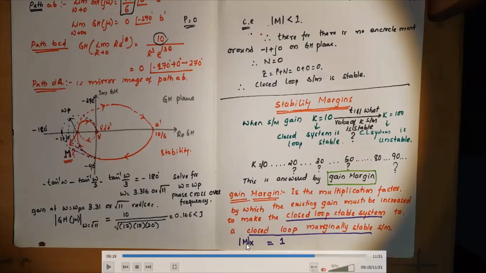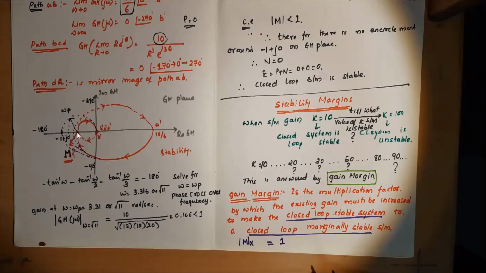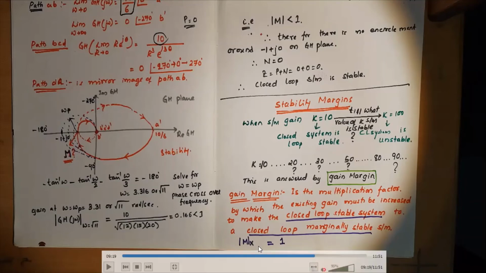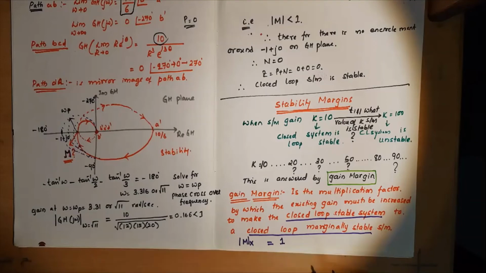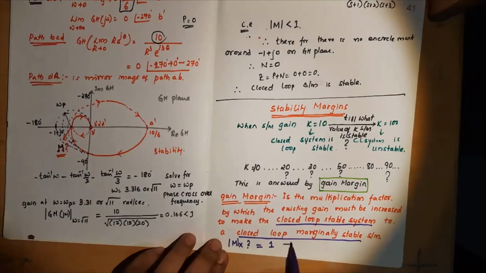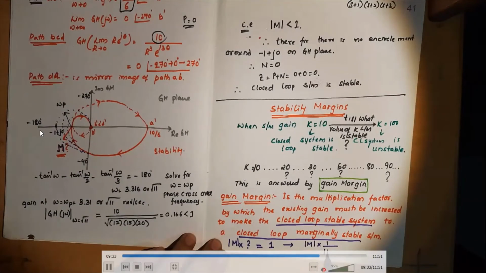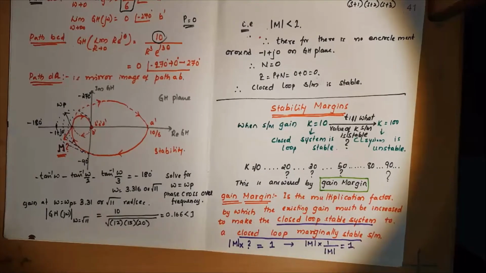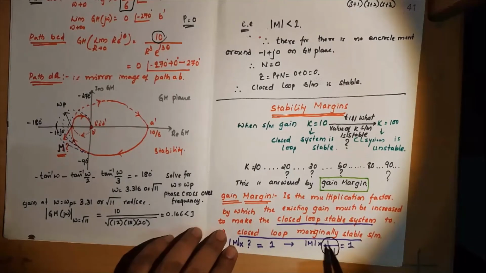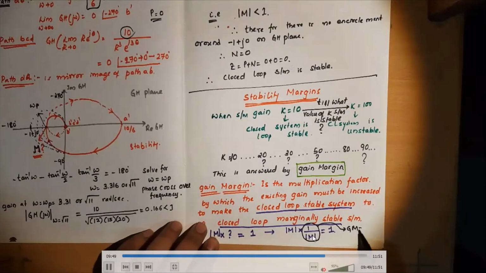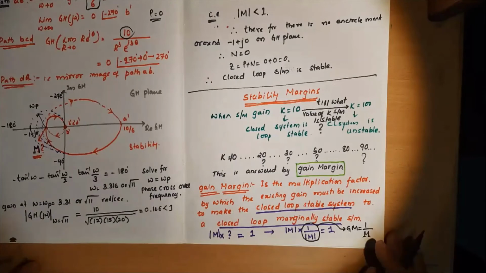So my question is, we have M at k equal to 10. For this present example, we have M at k equal to 10 and that M is 0.166. So with what value should I multiply this M such that I will get M into that multiplication factor equal to unity? Okay, with what factor should I multiply to get this total M equals 1? So very straightforward answer. If you multiply it with 1 by M, you will get unity. So this 1 by M is called the gain margin. Okay, 1 by M is called the gain margin.